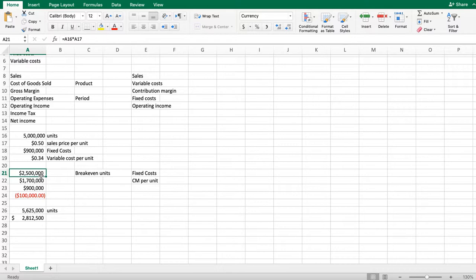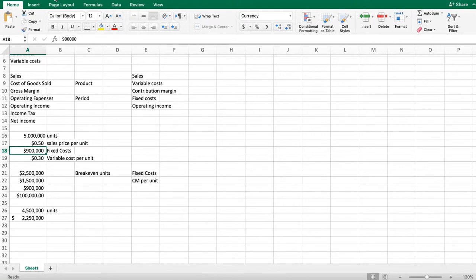So then it says a 10% increase in fixed cost and a 10% increase in units sold. And I'm going to assume that these are not comprehensive changes. So a 10% increase in fixed cost, this is going to go to 990,000. And a 10% increase in units sold, so this is going to go to 5,500,000. It says what happens to my operating income? It goes to 110,000. Okay, so I'm going to change these back.